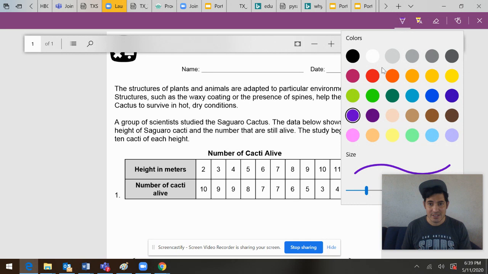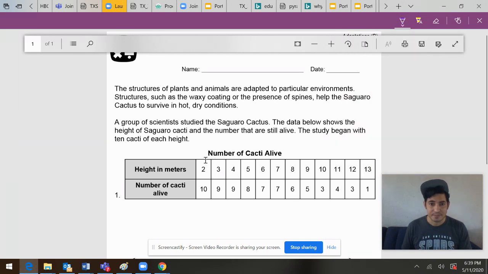What that means is when they recorded the heights, when they were observing these plants, they started with 10 for the plants that were 2 meters tall. They started with 10 of the 3-meter tall plants, and then the ones that were 4 meters tall, 5 meters tall, all of them each started with 10 plants, just like the 2-meter plants.